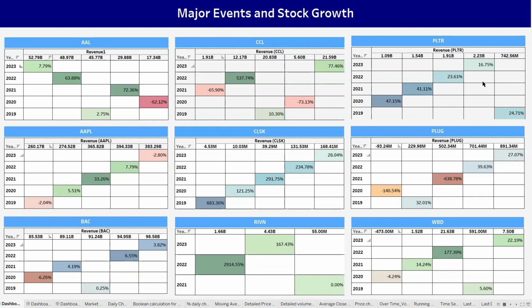Nonetheless, there was a notable uptick in revenue from 2022 to 2023, suggesting resilience and potential for future growth. So, here we can see how these companies were affected due to certain events over the last 5 years.